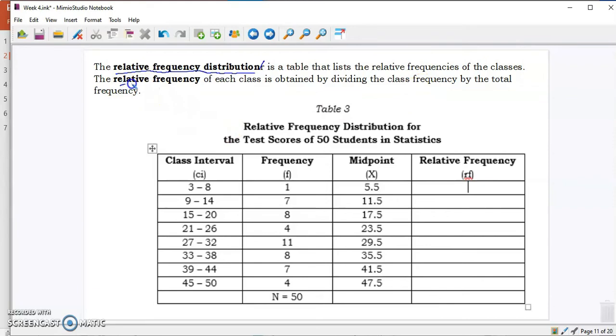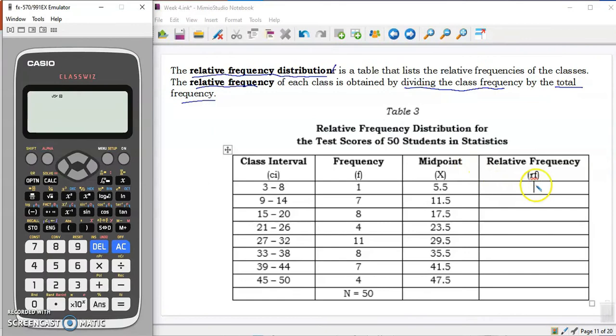What do we mean by relative frequency? The relative frequency is obtained by dividing the class frequency by the total frequency. This time we're going to need our calculator. How do we get the relative frequency? It's very clear. We divide the class frequency by the total frequency.